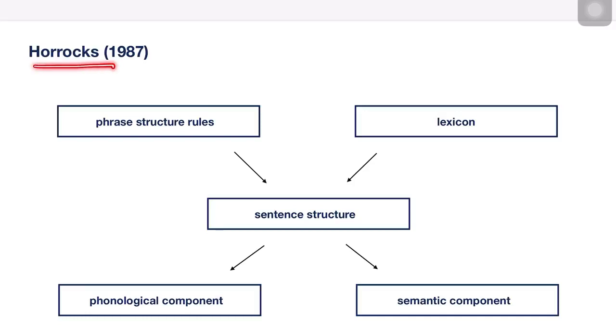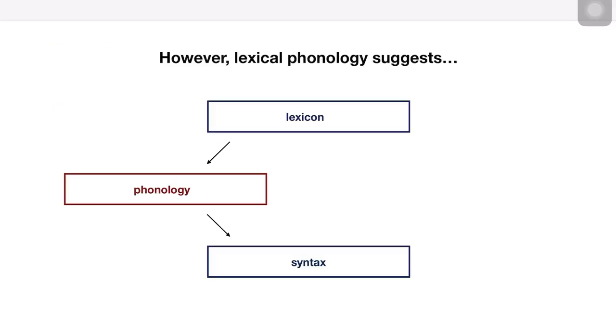Halle proposed the following schema on which we can observe the process by which the phonological component is ultimately yielded. The schema indicates that the phonological component comes after a word is put into a sentence structure. However, this concept is inconsistent with what lexical phonology suggests. In the following schema, phonology intervenes between lexicon and syntax. This means that before a word is inserted into a sentence, it gets to pick up some phonological property first.